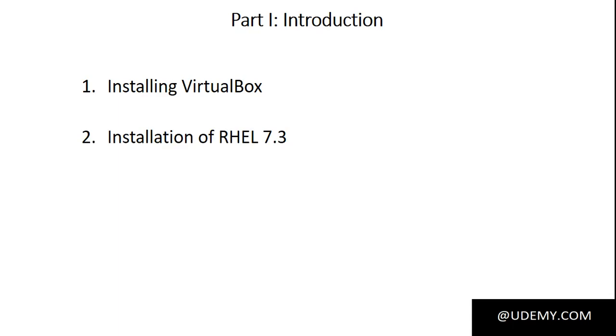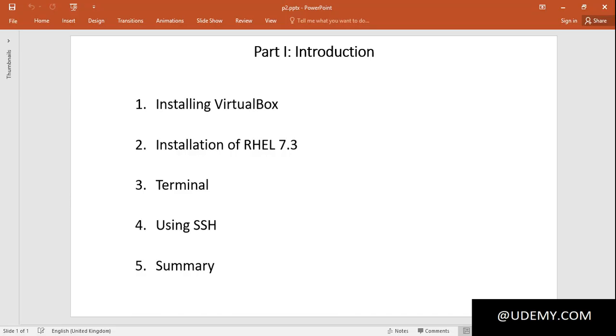Hi, in part 1 of this course, you will learn how to download and install VirtualBox on Windows 10. Then I'll demonstrate the installation process for RHEL server. Next, we will talk about terminal, what is terminal and how to open terminal. Then we connect to a RHEL server using SSH. In the end, you will find summary of part 1 and that's all.